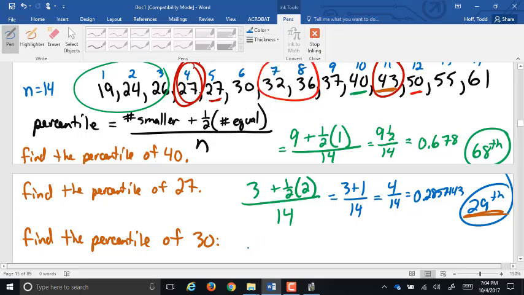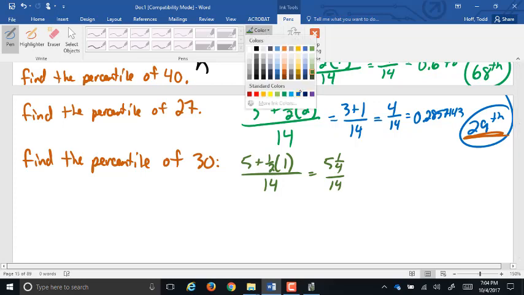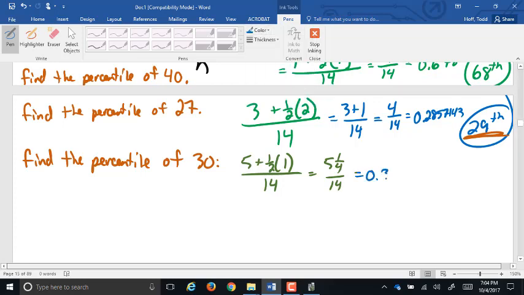So the 30, how many numbers are smaller than 30? 5. How many are equal to 30? 1. So that's 5.5 over 14, which is 0.39. That's the 39th percentile.